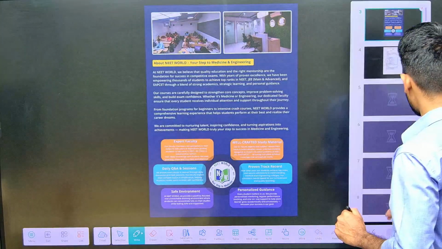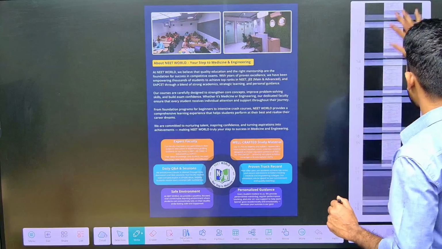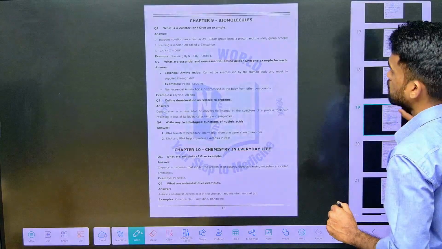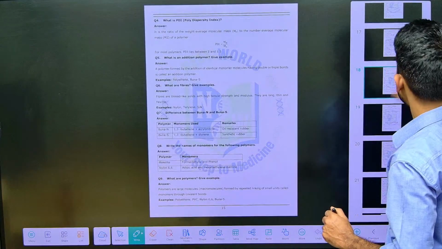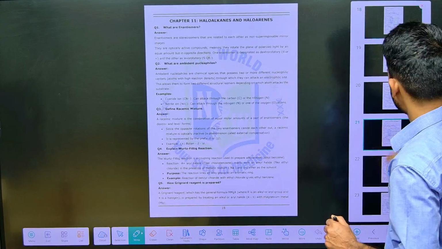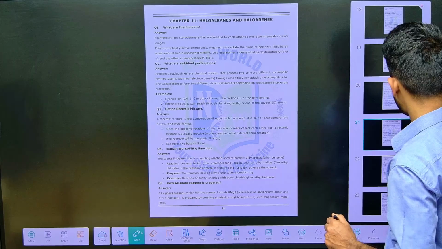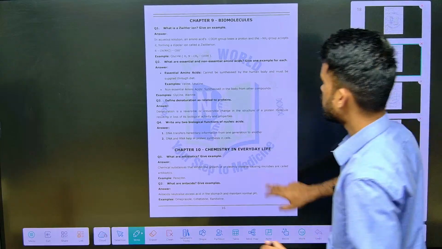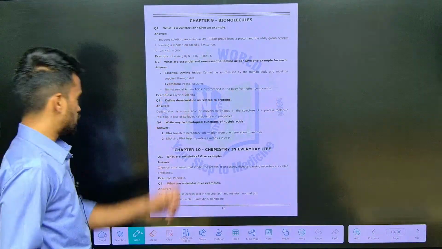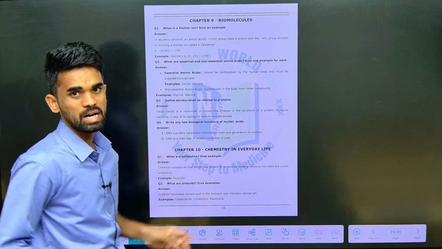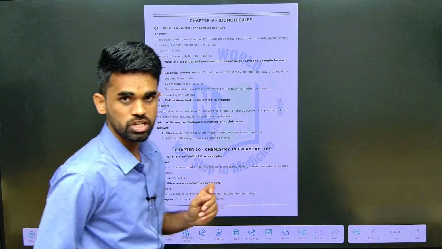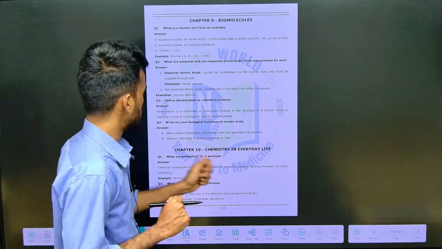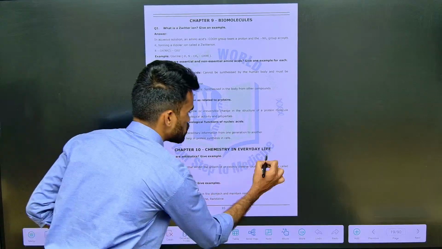Here we'll be discussing chemistry in everyday life. Let me open this. Here you can see biomolecules. The questions from biomolecules were discussed in the last session. Biomolecules, polymer, 2 marks questions are done. Today we will be discussing chemistry in everyday life.